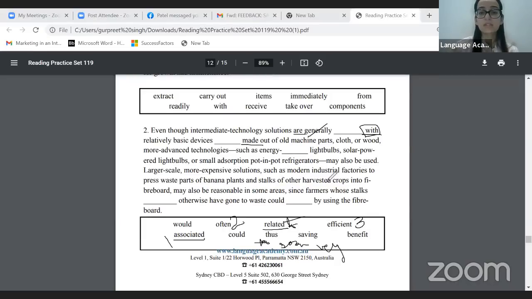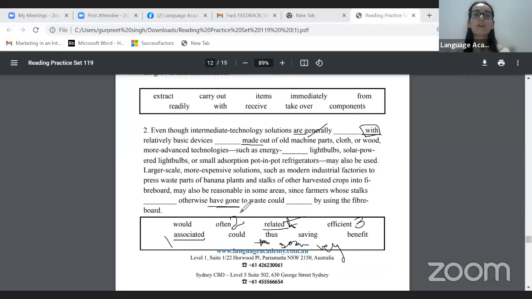And then they say that large scale, more expensive solutions, such as modern industrial factories to press waste parts of banana plants and stalks of other harvested crops into fiber board, may also be reasonable in some areas, since farmers whose stalks would otherwise have gone to waste could benefit by using the fiber board. The only thing which was very easy, which could have helped you understand, is "have gone".